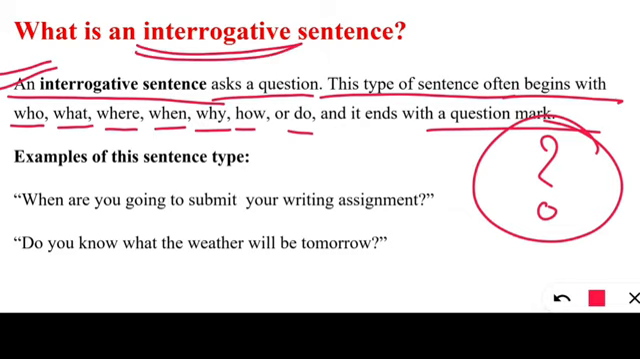Interrogation means to ask questions. Okay, police and other CID officers, they do interrogation, right? So the word has come from there. Interrogation means asking questions. So let's see the example.